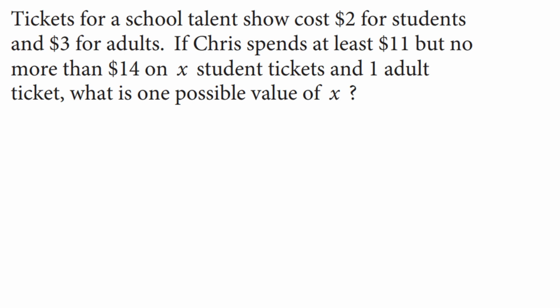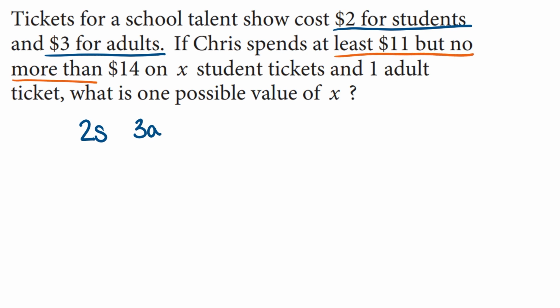Tickets for a school talent show cost $2 for students and $3 for adults. If Chris spends at least $11 but no more than $14 on X student tickets and one adult ticket, what is one possible value of X? All right, so they tell us that it's $2 for students and $3 for adults, which means 2 times the number of student tickets and 3 times the number of adult tickets is what we're looking at. We also know that Chris spends at least $11 but no more than $14 on X student tickets and one adult ticket. So that means S is equal to X and A is equal to 1.